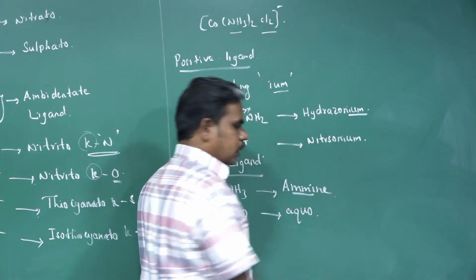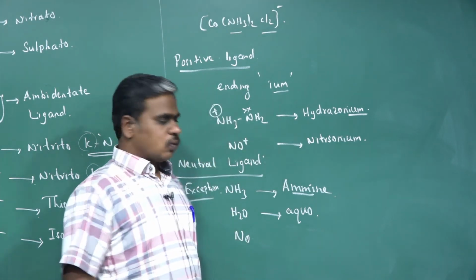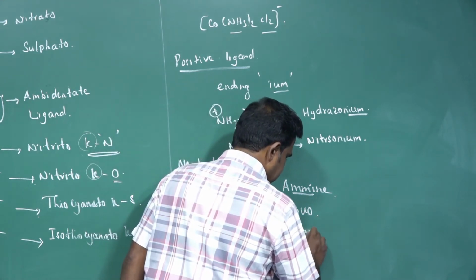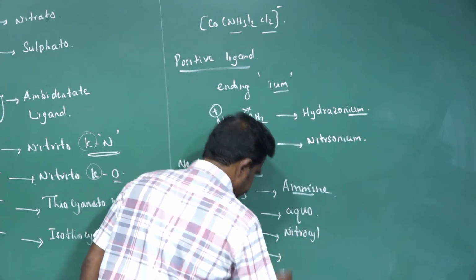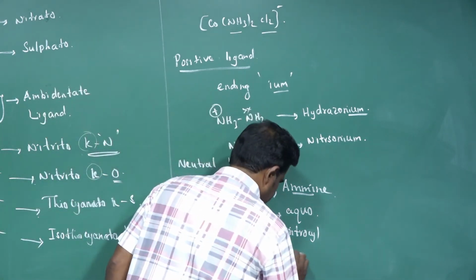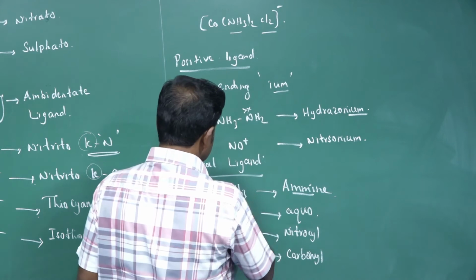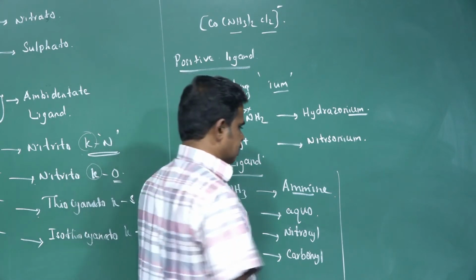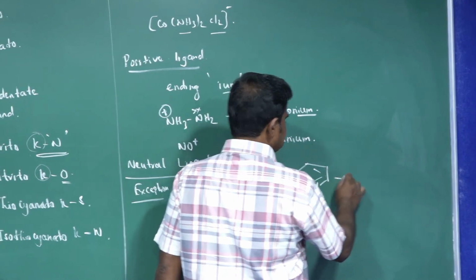What is that? Aqua. The same way NO is considered as nitrosyl, and CO is carbon monoxide, but here it is carbonyl. So these are the exceptions, and all the remaining neutral ligands take the molecular name as it is. Suppose you take pyridine, it is named as pyridine.